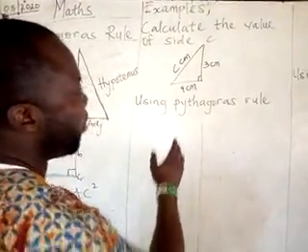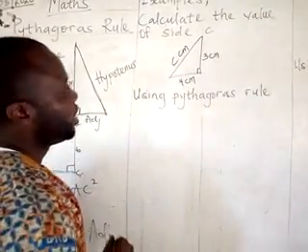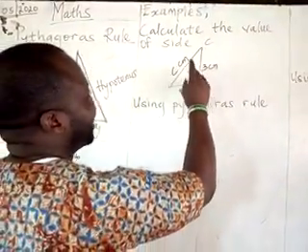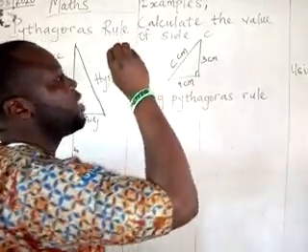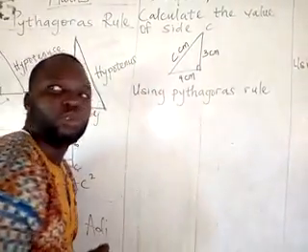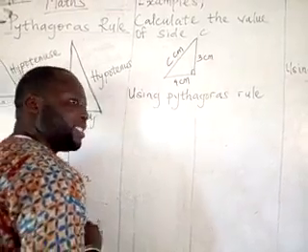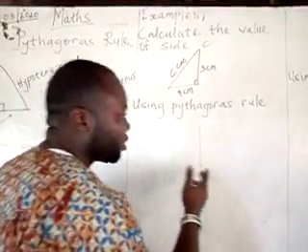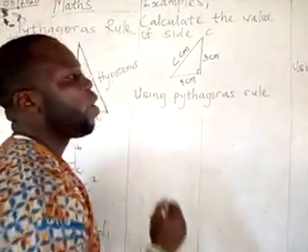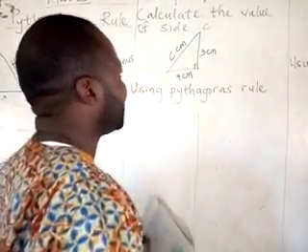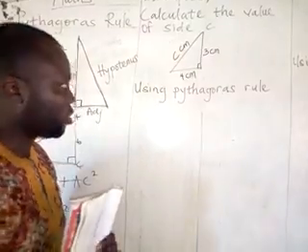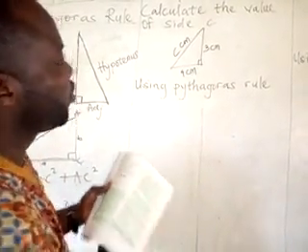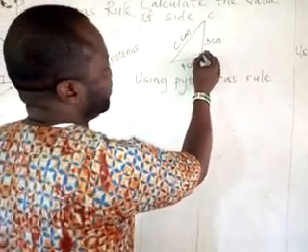And which side is your opposite or your adjacent. Now, it is when you are able to identify these that you now know which rule to use. Is it the rule that says hypotenuse equals, or the rule that says opposite equals, or the rule that says adjacent equals? Now, looking at this very well, this is our angle here.